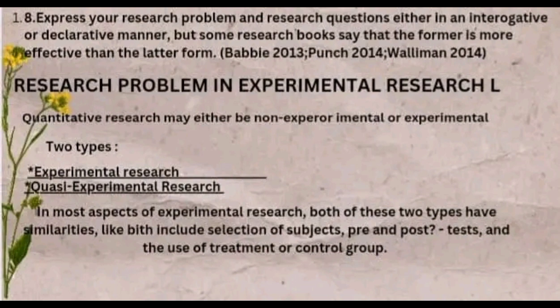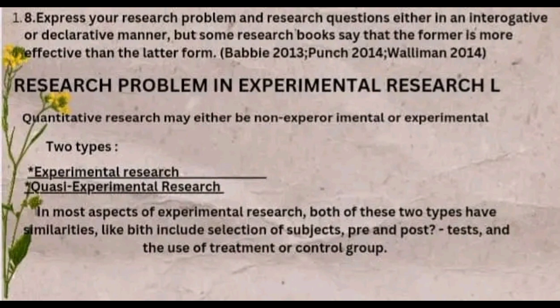Research problem and experimental research. You came to know through the previous lesson in this book that quantitative research may either be non-experimental or experimental, and that the latter has two types, true experimental or quasi-experimental research. In most aspects of experimental research, both of these two types have similarities, like both include selection of subjects, pre and post tests, and the use of treatment or control group.